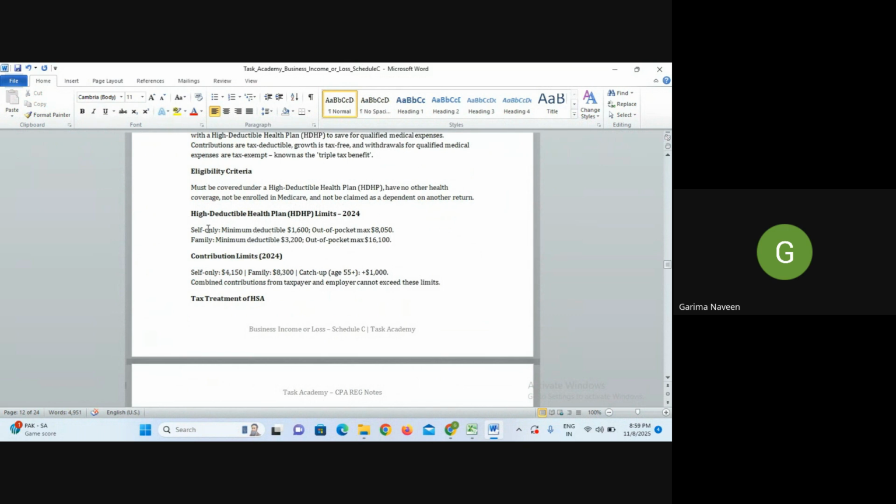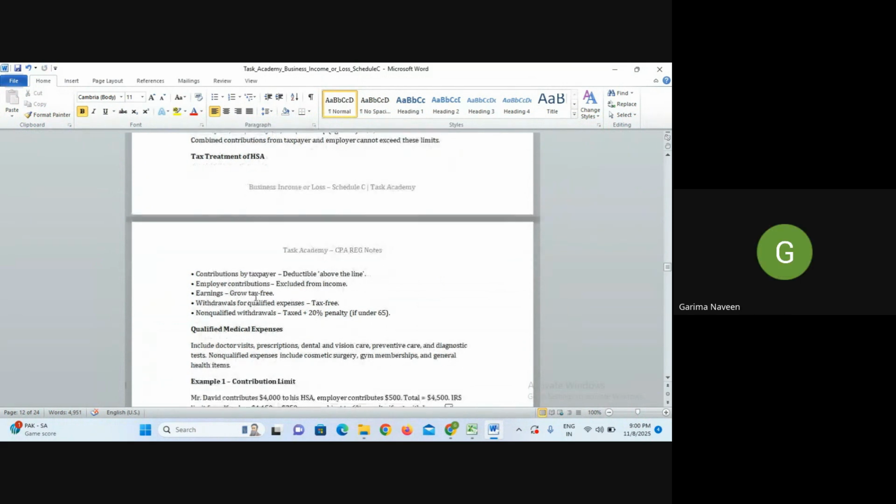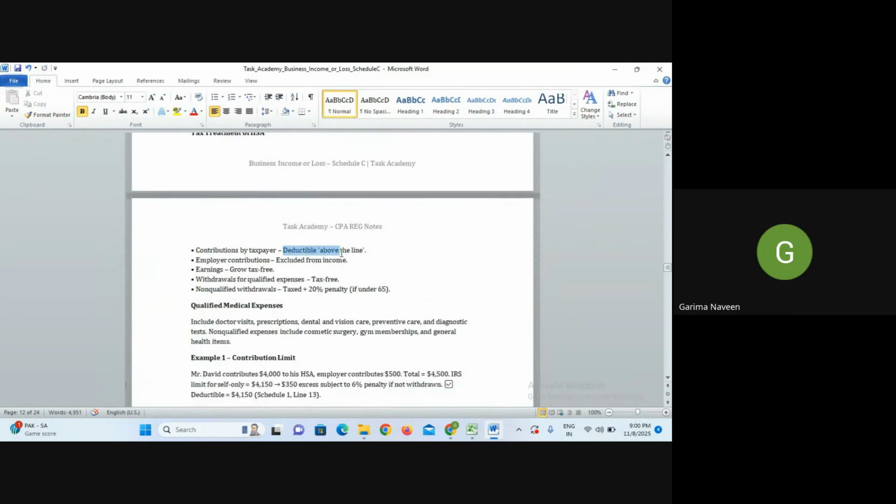For example, for self, you can deduct only $1,600. For family, if you have taken a family plan, then you can deduct up to $3,200. And there is also a contribution limit, that is, how much an individual can contribute to this plan. So it is also subject to certain limitations. If you are making the contribution, then you can deduct it in Form 1040.